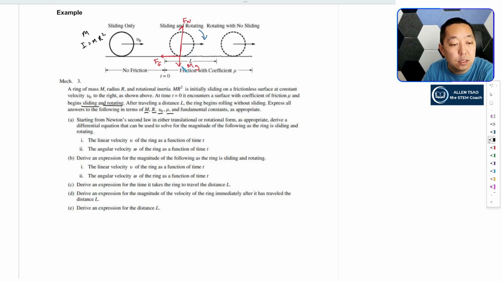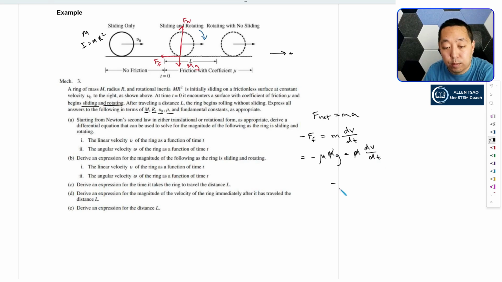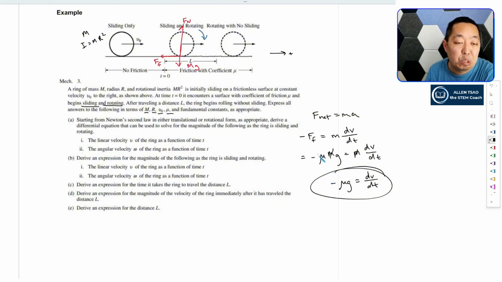Actually, we're going to use the differential equation. We're going to do F net equals ma first for the linear velocity. We're going to say right is positive, and so you only have one force pointing to the left. That's negative. So negative force of friction is equal to m times dv/dt. That frictional force is just mu times the normal force, or mu mg, equal to m dv/dt. So the m's cancel, and you get minus mu g is equal to dv/dt. This is the first one. Now we're going to handle the angular velocity omega of the ring as a function of time.